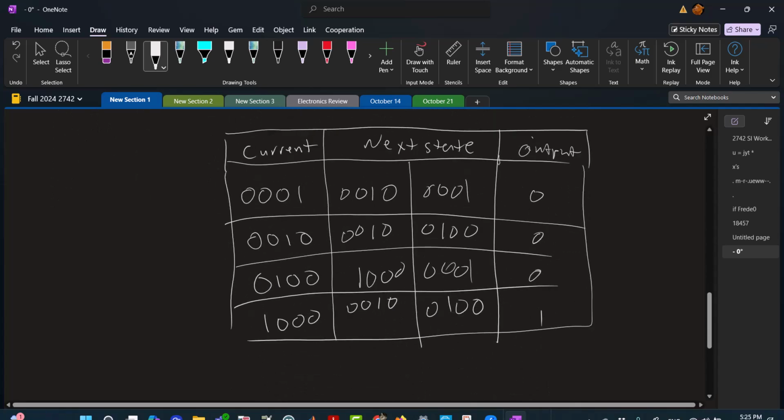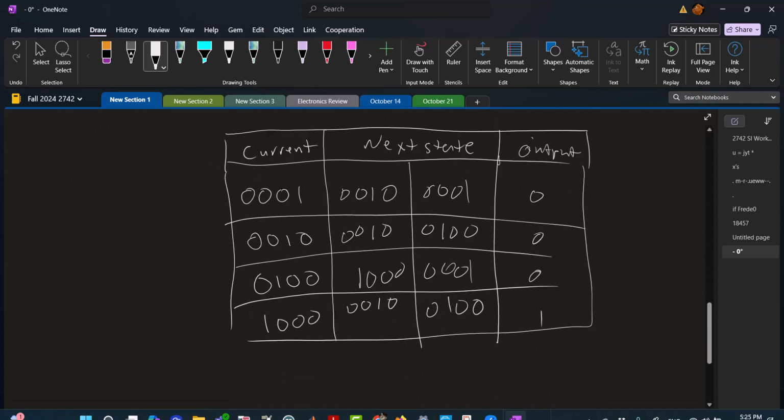One-hot encoding means that you only have one 1 in your entire number. In this whole number, how many 1s are there? Just one.